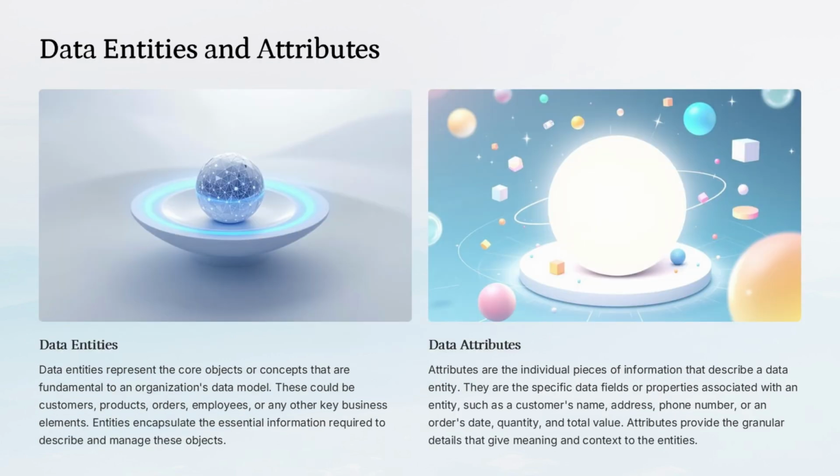Data models define different types of relationships between entities, such as one-to-one, one-to-many, and many-to-many. These relationships are crucial for understanding how data is connected and how it should be organized within the database. Cardinality refers to the numerical relationship between entities. Cardinality specifies the maximum number of instances of one entity that can be associated with a single instance of a related entity. Understanding cardinality helps ensure data integrity and consistency.